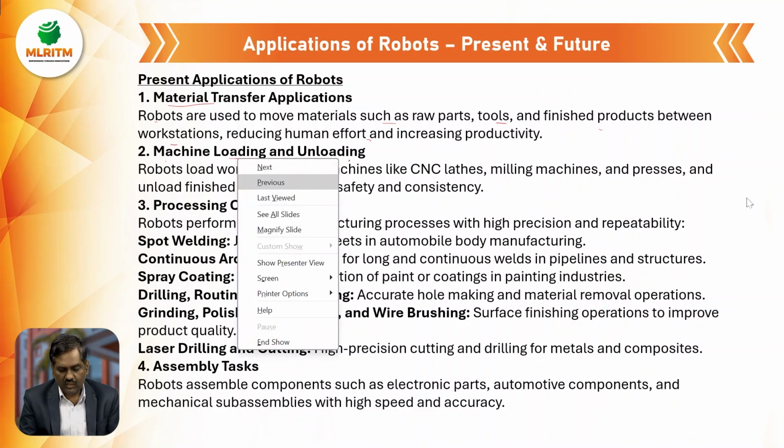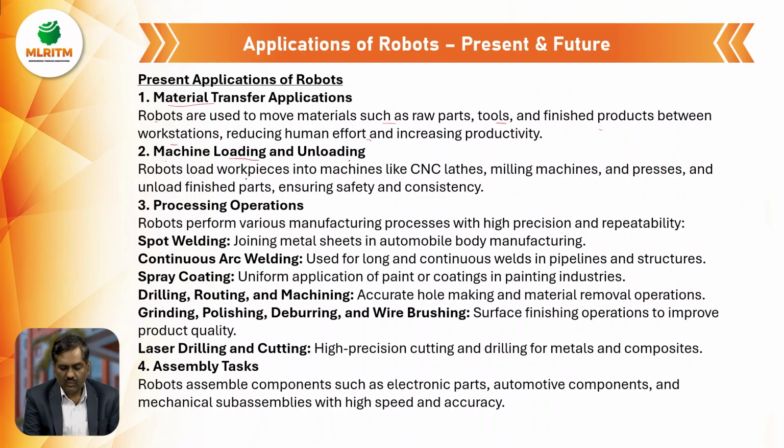Robots load workpieces into machines like CNC machines, milling machines, and presses, and unload finished parts, ensuring safety and consistency. The third one is processing operations. These robots perform various manufacturing processes with high precision and repeatability.